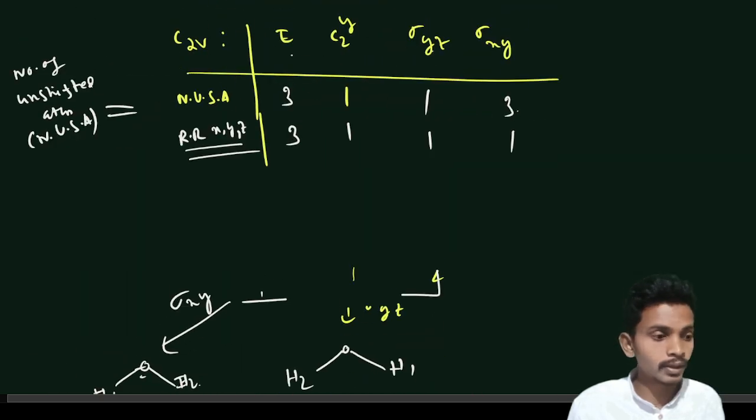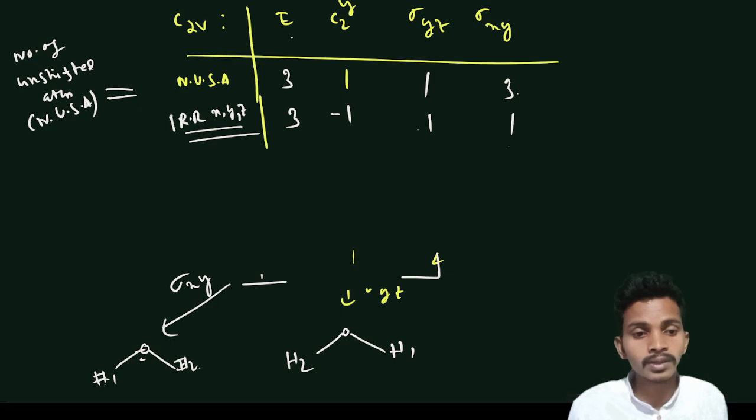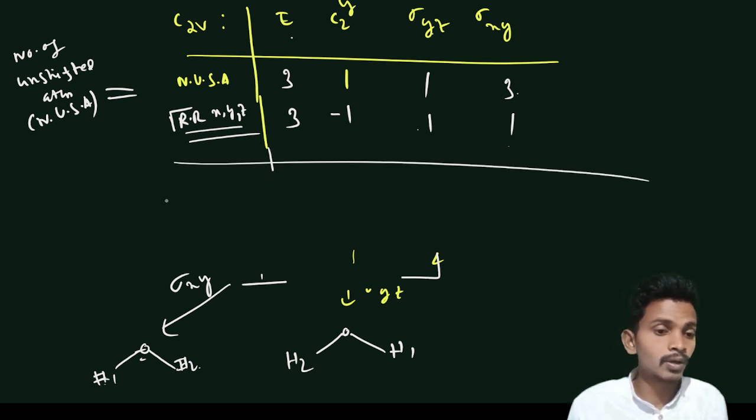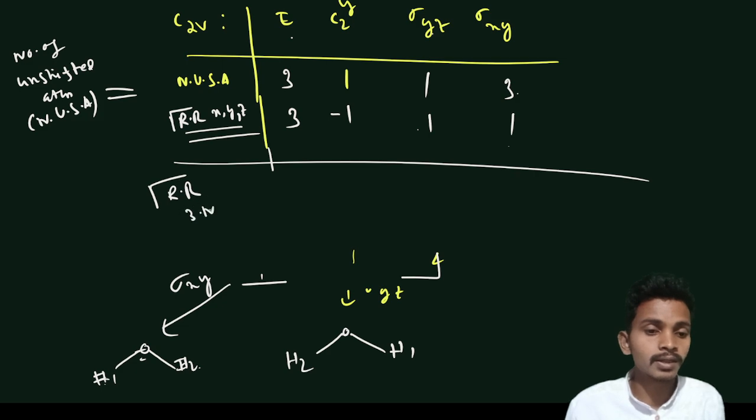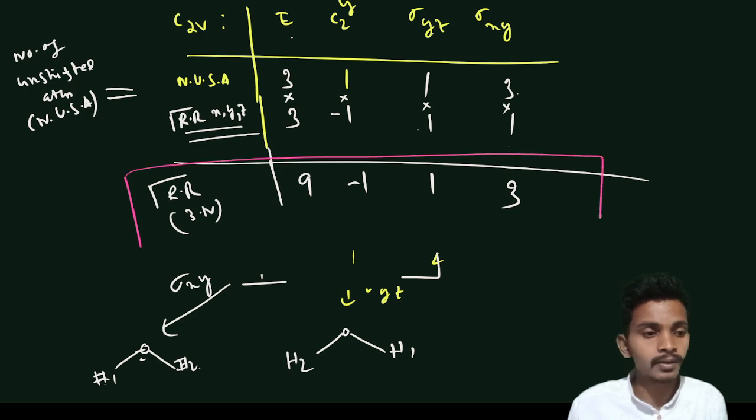We will put that here now. C2Y is -1, and these are 1, 1. This is the reducible representation on XYZ basis. After that, for the reducible representation of 3n systems, just multiply with this. So this will become 9, this will become -1, this will become 1, this will become 3.